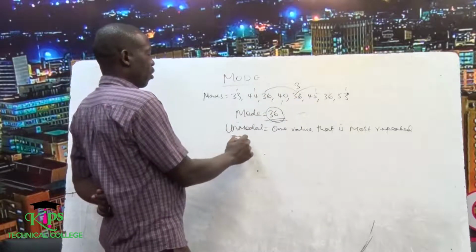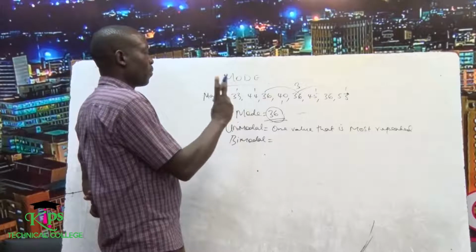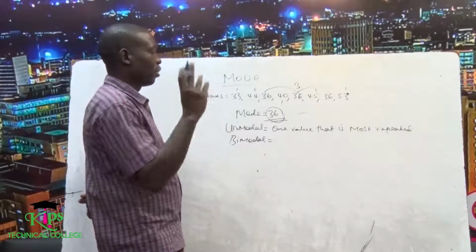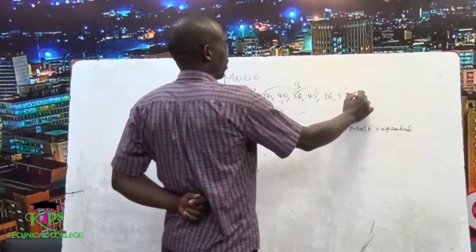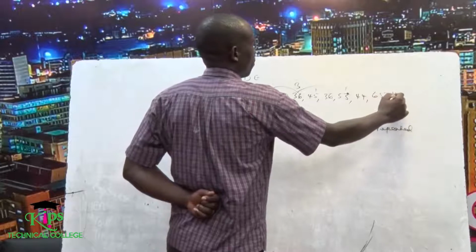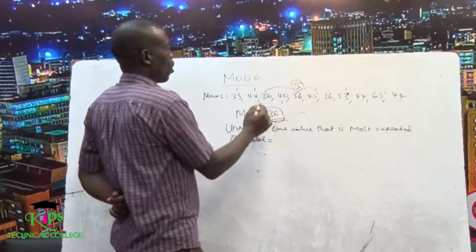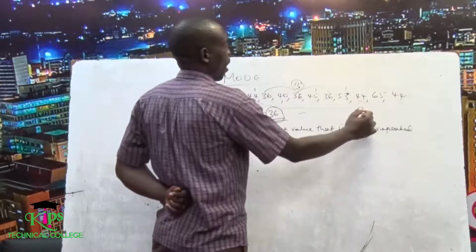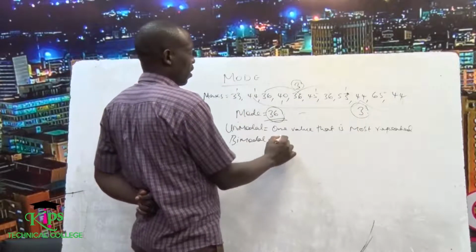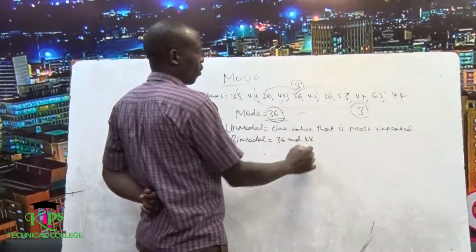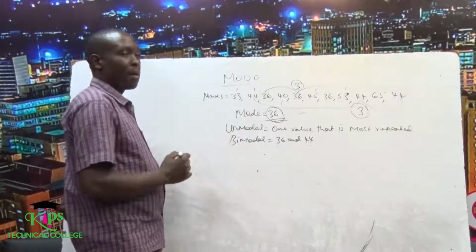Data can also be bimodal. Bimodal here simply means that we have two values that are most repeated. For example, in this data, think of a case whereby maybe we had 44, 65, and maybe 44. You will find that we have 36 appearing 3 times, and 44 also appearing 3 times. Therefore, the mode for this distribution would be 36 and 44. Where we have two values as mode, that data is normally referred to as bimodal.